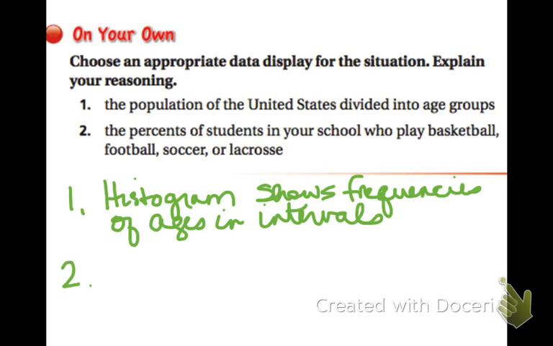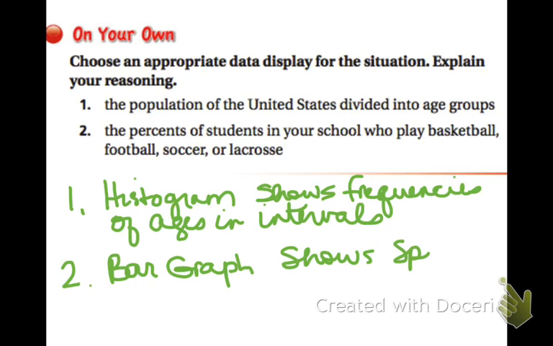For number two, the percents of students in your school who play basketball, football, soccer, or lacrosse. Two different things come to mind. Immediately when I see percent, I think circle graph. So a circle graph would work. However, a bar graph also shows the specific categories of basketball, football, soccer, and lacrosse, and might be a little easier to make because you won't have to use proportions to calculate your degrees. So the bar graph would probably be the best for what we need it for in this situation, because of the ease of use and how easy it is to make, because it shows specific categories.